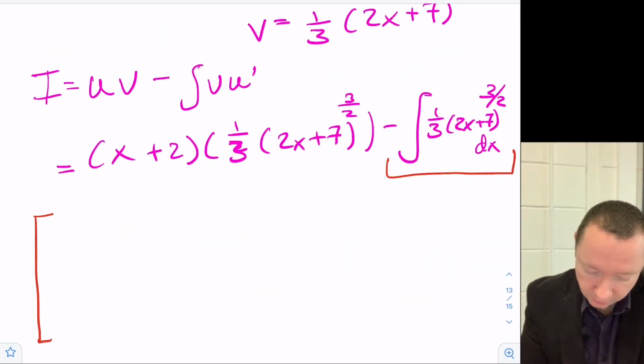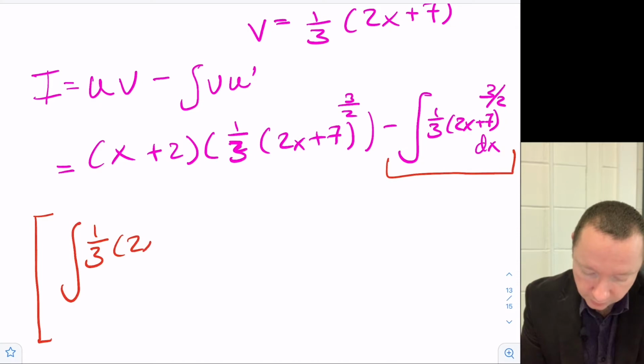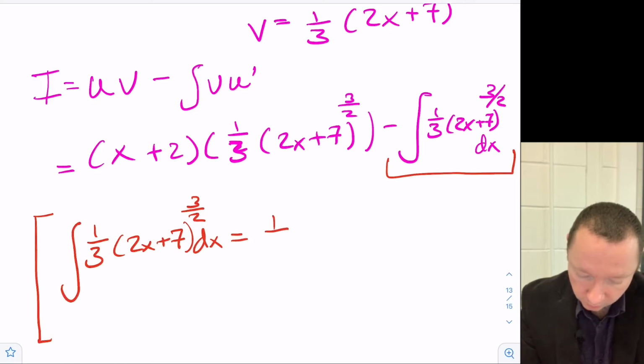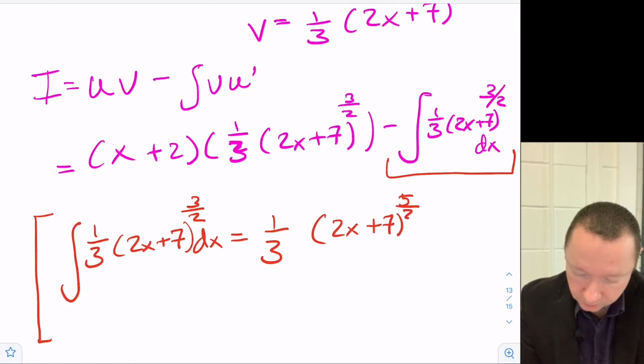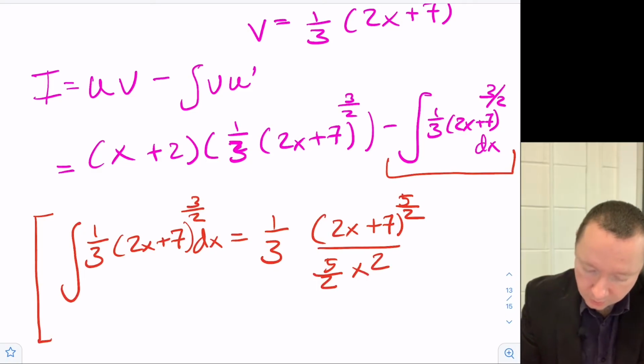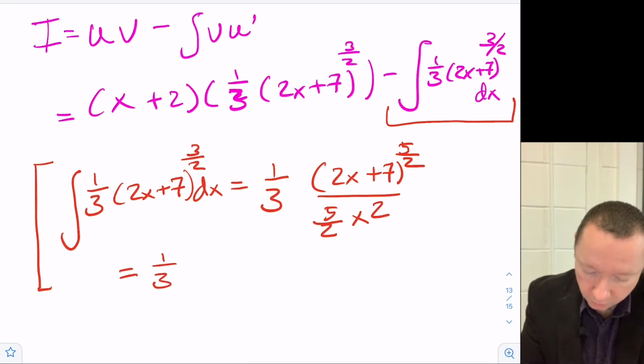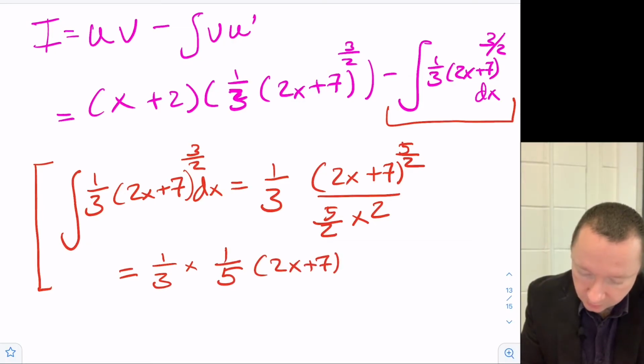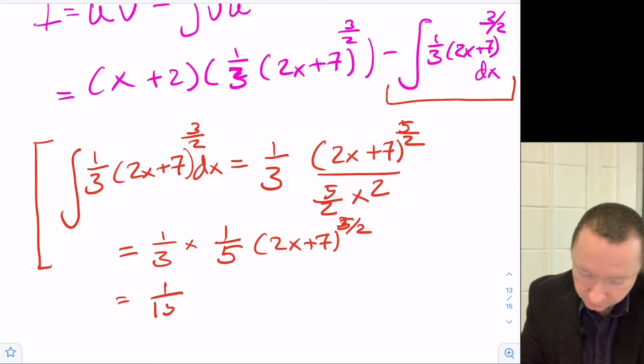So as an aside, the integral of 1/3 (2x + 7)^(3/2) dx equals 1/3, add 1 to the power, divide by the new power, times 2. 1/3 times, that'll be 1/5 (2x + 7)^(5/2), which is a 15th times (2x + 7)^(5/2).